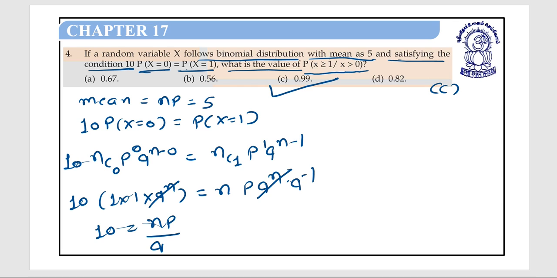Ten times probability of x equals 0 is equal to probability of x equals 1. So 10 into nC0 p raised to 0 q raised to n minus 0 is equal to nC1 p raised to 1 q raised to n minus 1. So 10 into 1 into 1 into q raised to n is equal to n into p into q raised to n upon q, or q raised to minus 1. So 10 is equal to np by q.